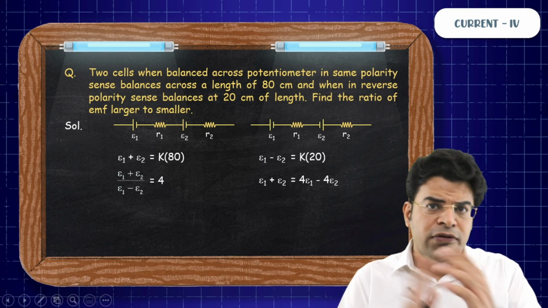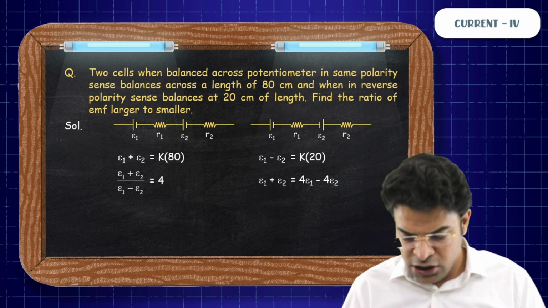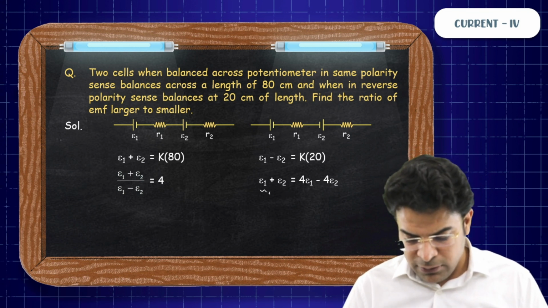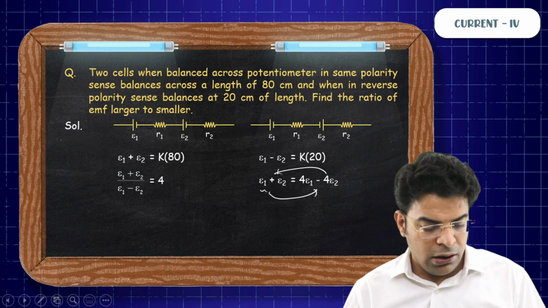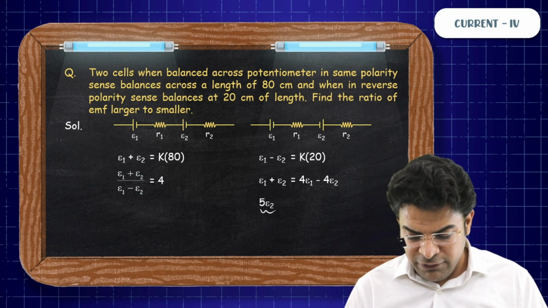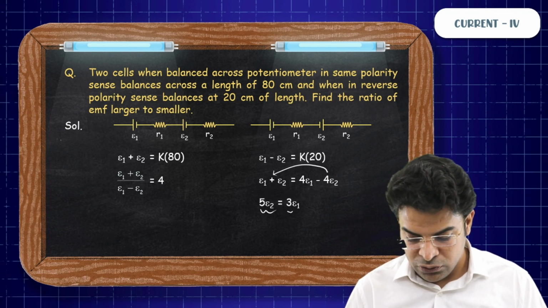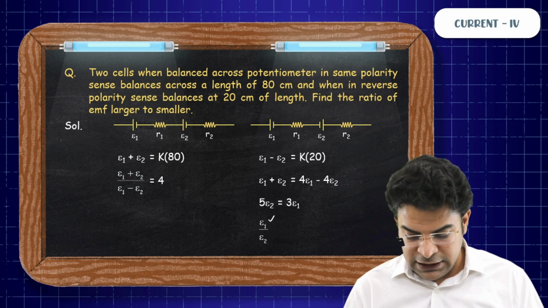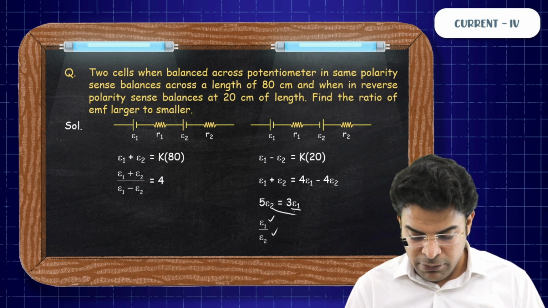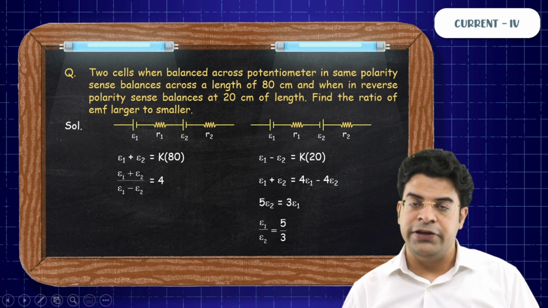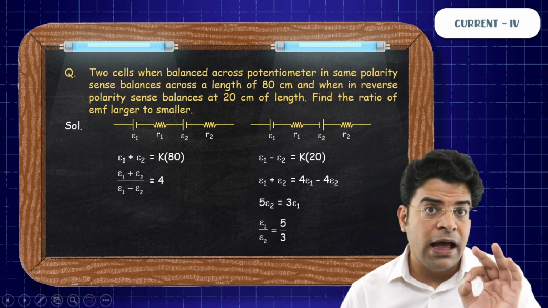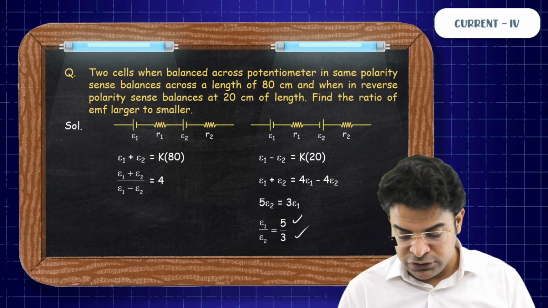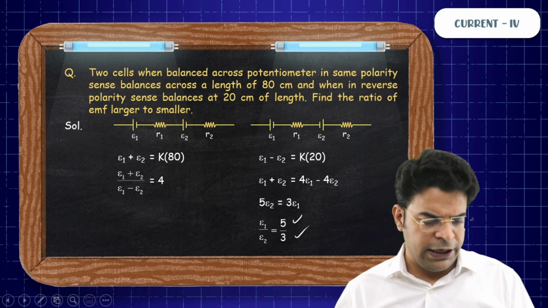Bring the terms of E1 on one side and E2 on the other side. So here, bringing the term of E1 on one side and E2 on the other side, you will get 5E2, bringing this here, equals 3E1. So you will say that E1 by E2 equals 5 by 3. Do check that you have reported the answer as larger to smaller ratio. Yes, we have. So it's right.